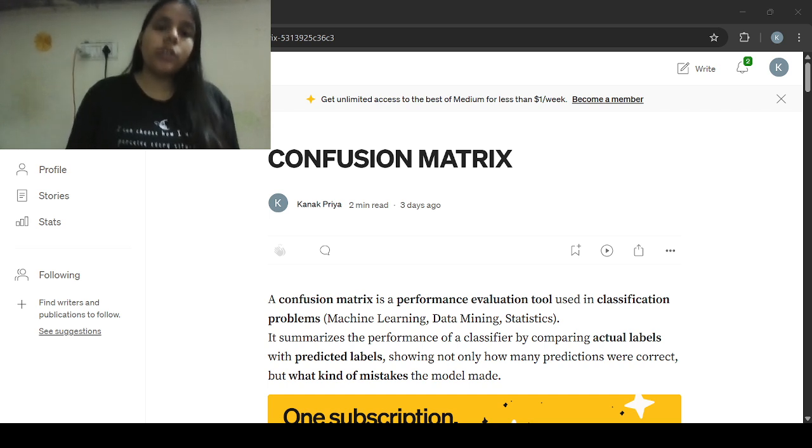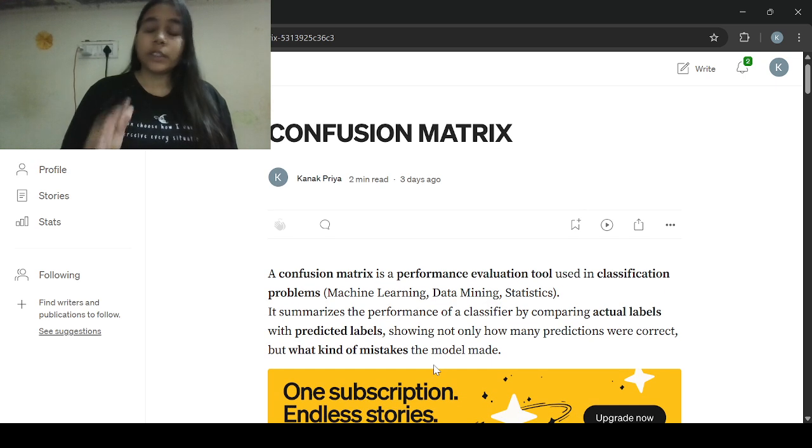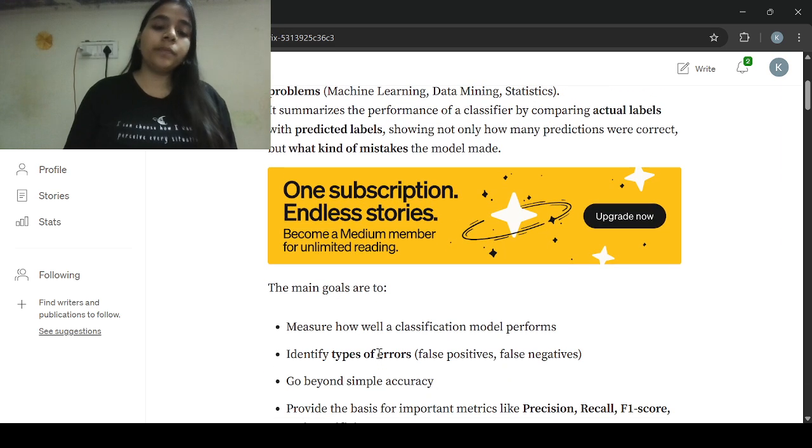Here we are going to discuss the confusion matrix. Confusion matrix is basically a performance evaluation tool which is used to classify the problems in machine learning, data mining, statistics, etc. It gives a summary of the performance of the model by comparing the actual data with the predicted data. It shows not only how many predictions were correct, but also what kind of mistakes the model has made.